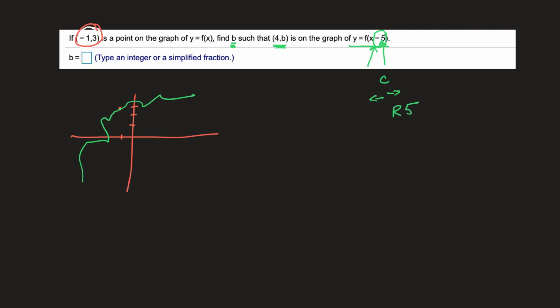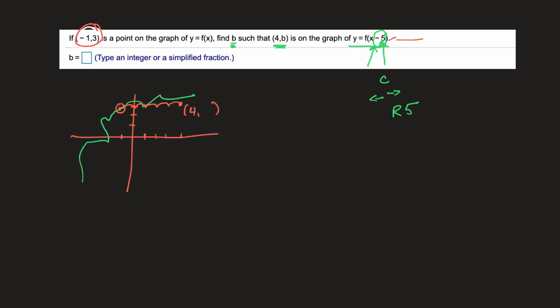So if it moves it to the right 5, if this is my original point right there, that thing would get moved 5 to the right. So it'd be point 1, 2, 3, 4, 5, right there. And how far over is that? So it's 1, 2, that's over 4. So that point there would be 4 and something.